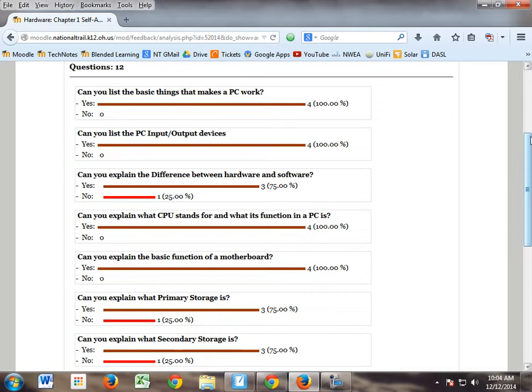Anyway, okay. Two primary input devices are they? Keyboard and mouse. Output devices are they? Fax machine. Monitor, printer and monitor. Okay. Difference between hardware and software. Somebody said they remember. Hardware you can touch. Software is the stuff that runs inside the hardware.